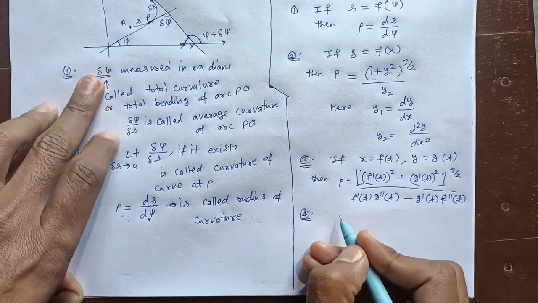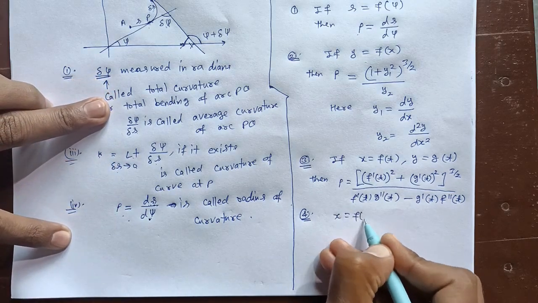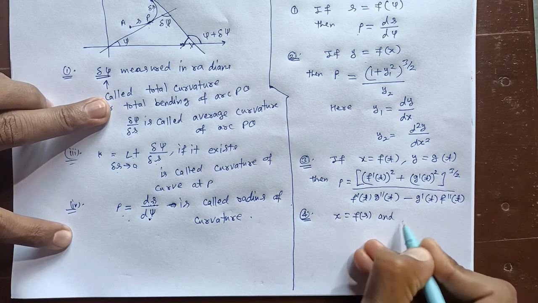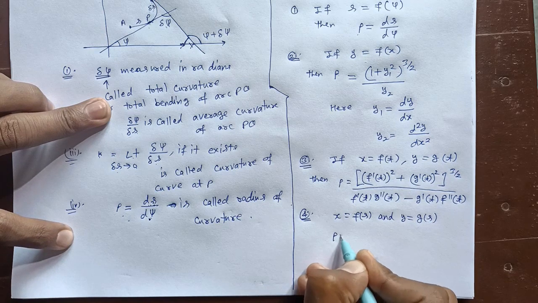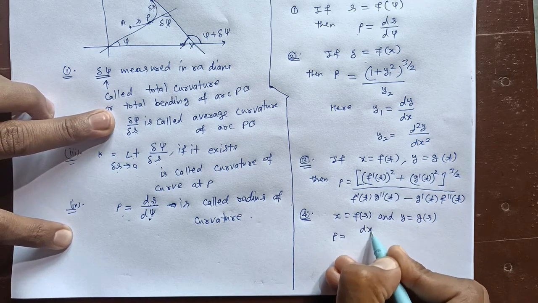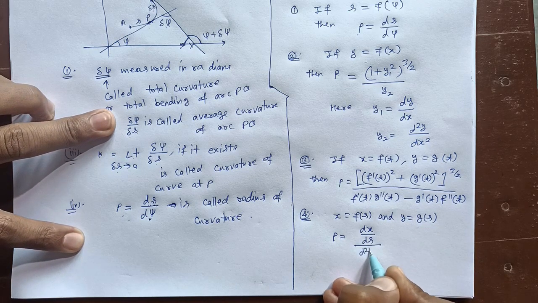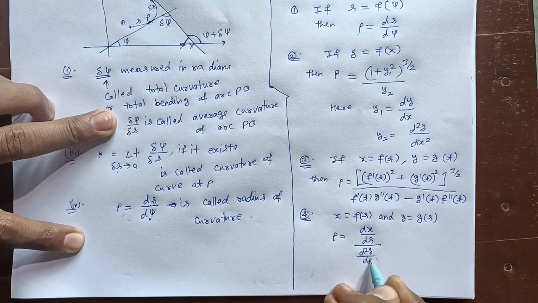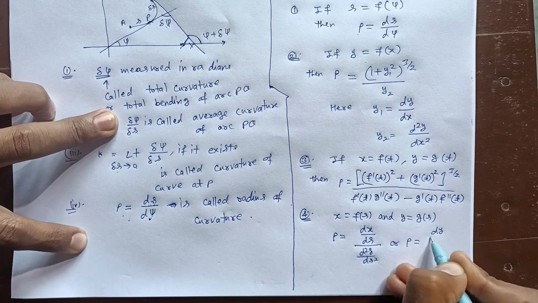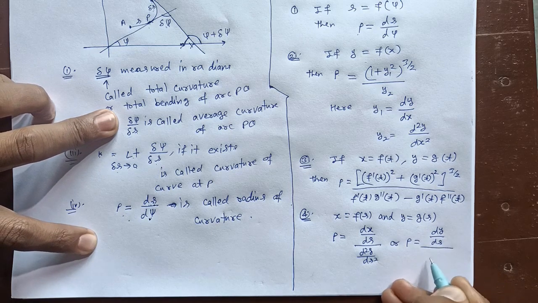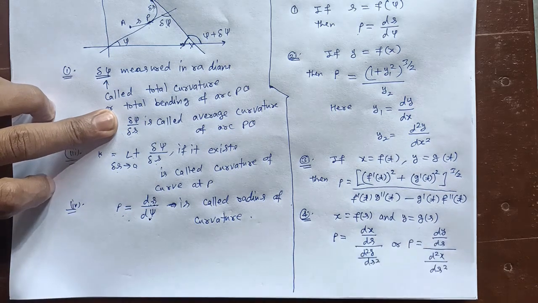And the fourth is, if the curve is given like this: x is equal to f of s and y is equal to g of s, then the formula for radius of curvature is dx upon ds upon d square y upon ds square. Or we can also find it like this: dy upon ds upon d square x upon ds square.